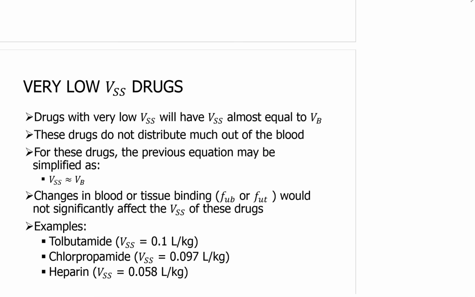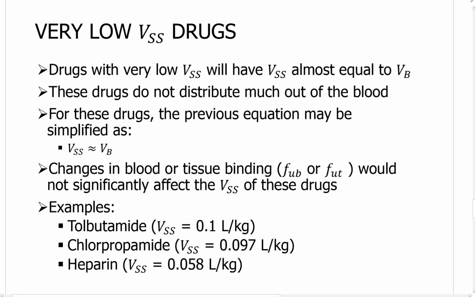And here, there are some drugs with very low VSS. That means we'll have VSS almost equal to VB. If you go back to that equation, our equation was what? VSS is equal to VB plus FUB divided by FUT and then VT. You have very low VSS. That means that drug has little volume, small volume distribution.